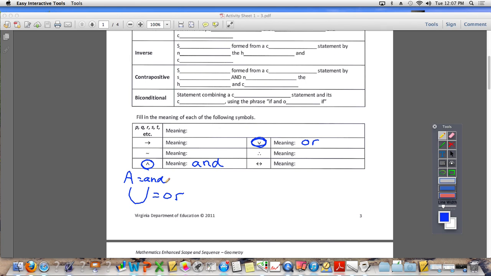Next one, I think it's therefore. Very good. This thing right here is a triangle formed from 3 dots. The meaning of it is therefore. It kind of looks like the Predator's red dot.